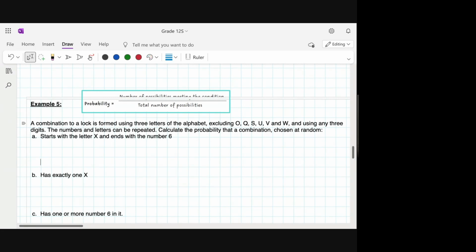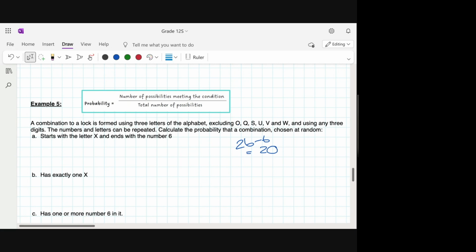First of all, how many letters in the alphabet? There are 26. But we know that we can't use O, Q, S, U, V, or W. So 1, 2, 3, 4, 5, 6. We only have 20 letters to work with. It says that the numbers and letters can be repeated, so it's not like once we take a letter out, we can't repeat it.